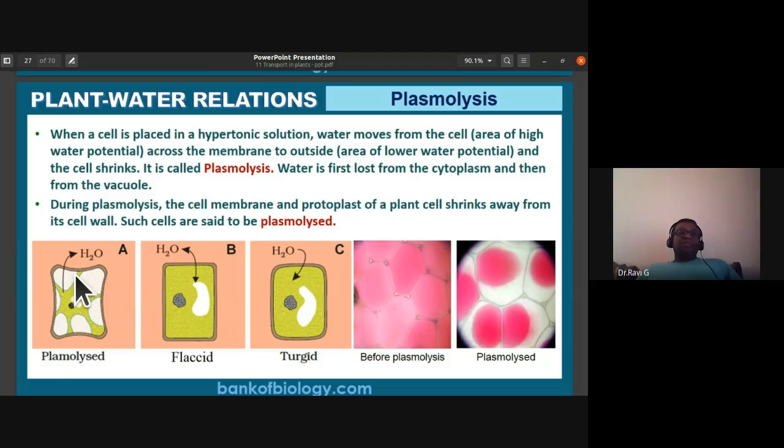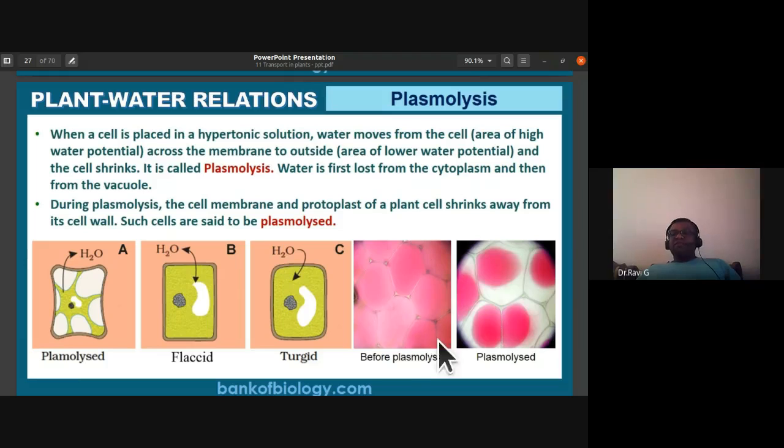During plasmolysis, the plasma membrane and protoplast of the plant cell shrink away from the cell wall. Such cells are said to be plasmolyzed. If the protoplasm and the plasma membrane of the cell shrink away from the cell wall when placed in a hypertonic solution, such a cell is said to be a plasmolyzed cell. This is a plasmolyzed cell. Flaccid, you can notice in isotonic solution. Turgid, you can notice in hypotonic solution. The cell is plasmolyzed in case of hypertonic solution.